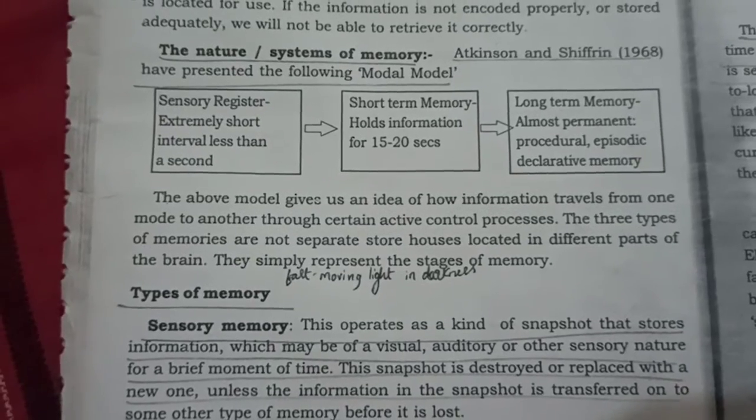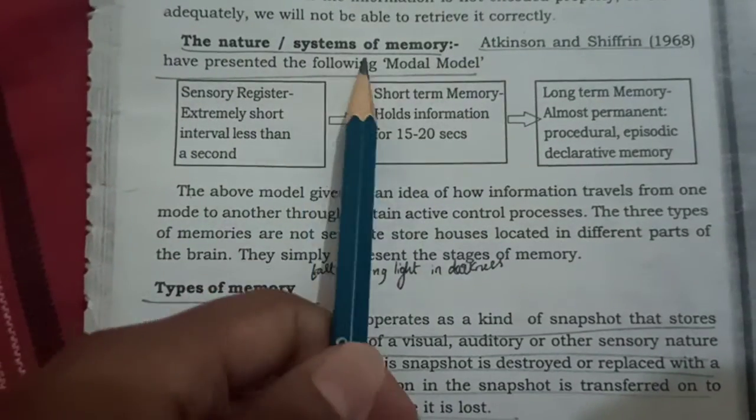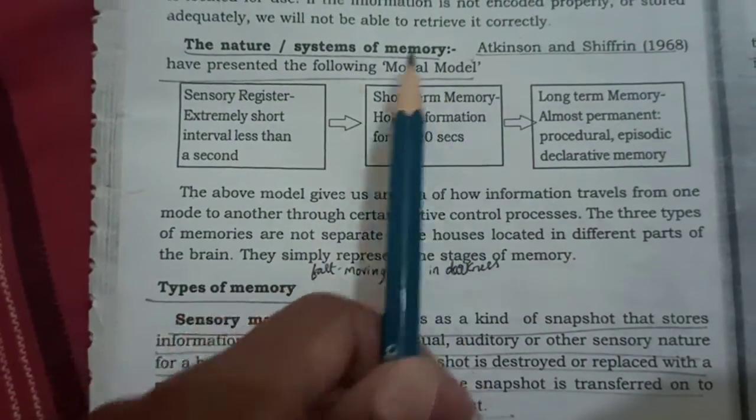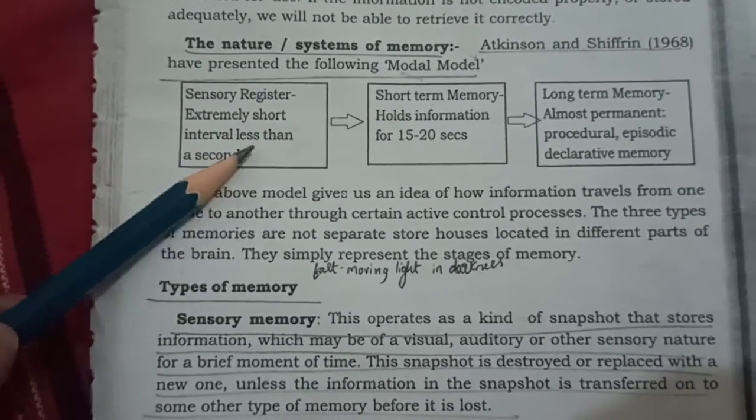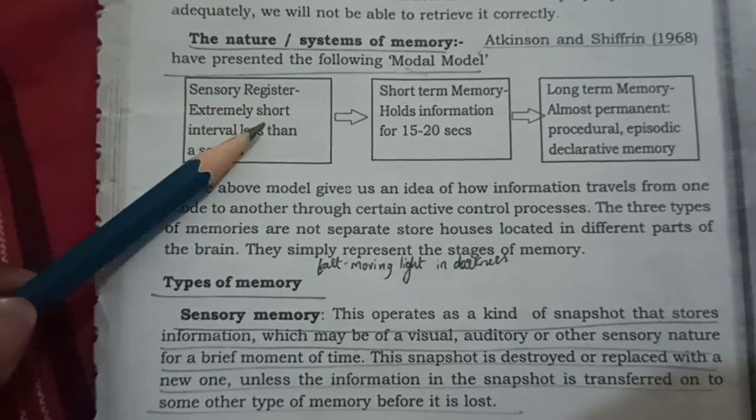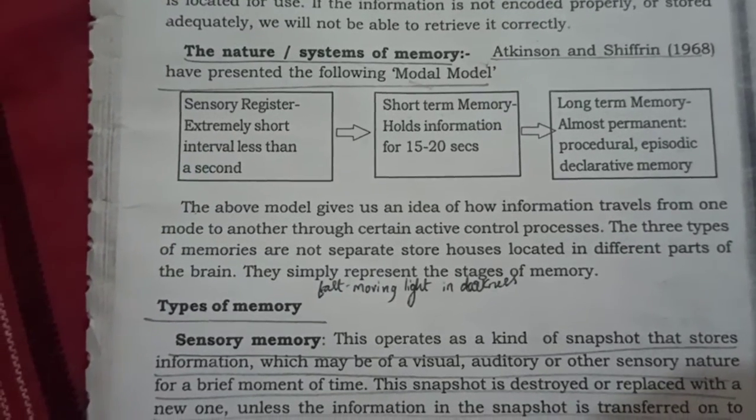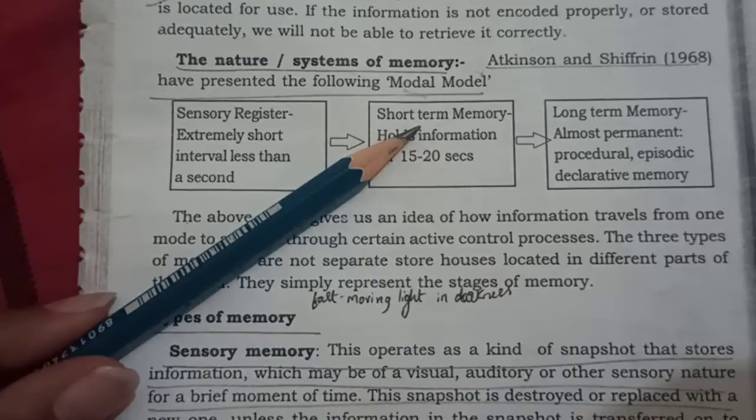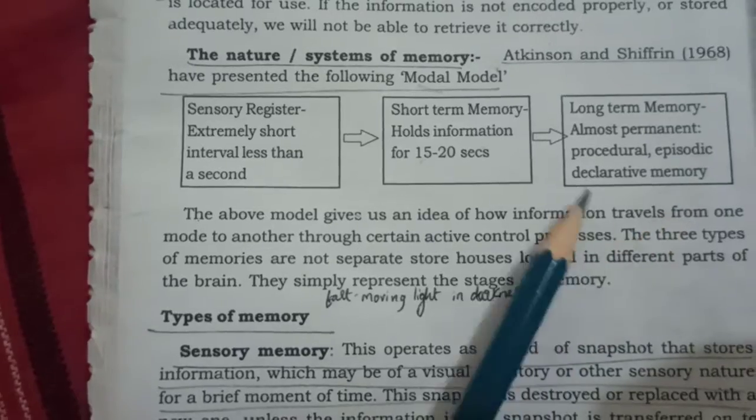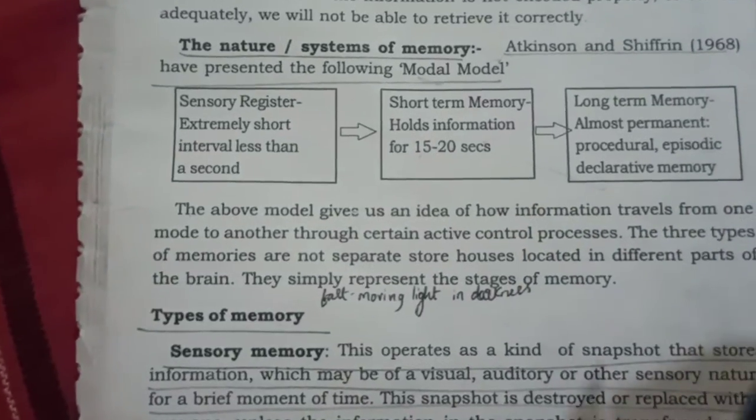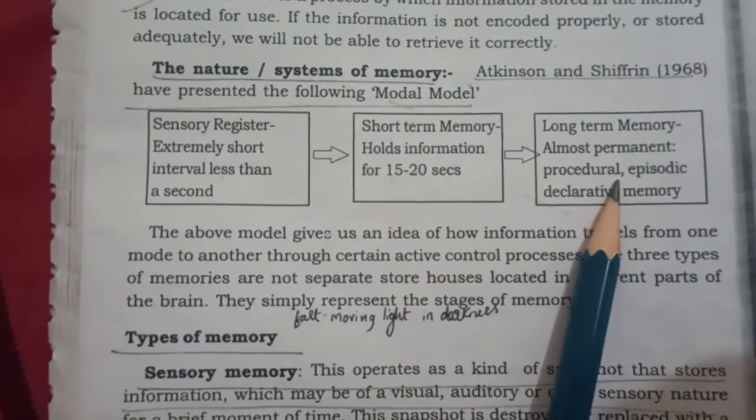Atkinson and Shiffrin have presented the following modal model. There are three types of memory: sensory register, with an extremely short interval of less than a second; sensory memory, which is just milliseconds of information; short term memory, which holds information for 15 to 20 seconds; and long term memory, which is almost permanent, including procedural, episodic, and declarative memory. So short term memory is very short, 15 to 20 seconds, and long term is permanent.